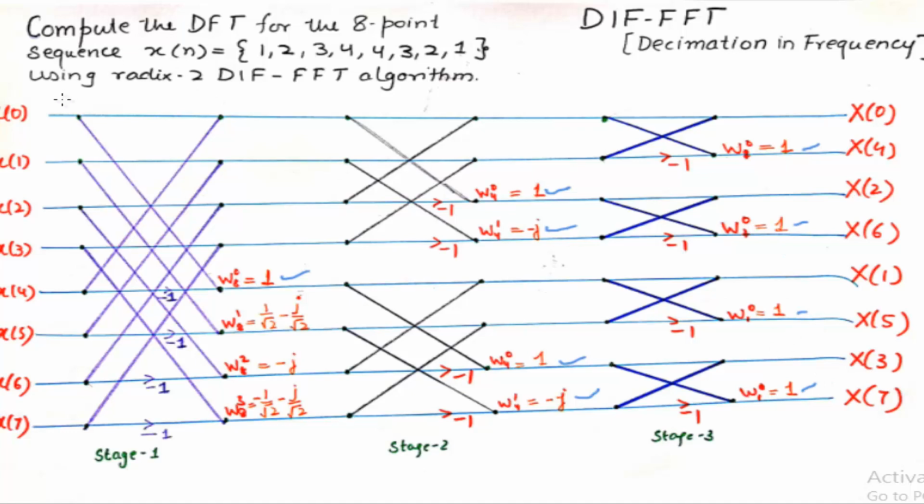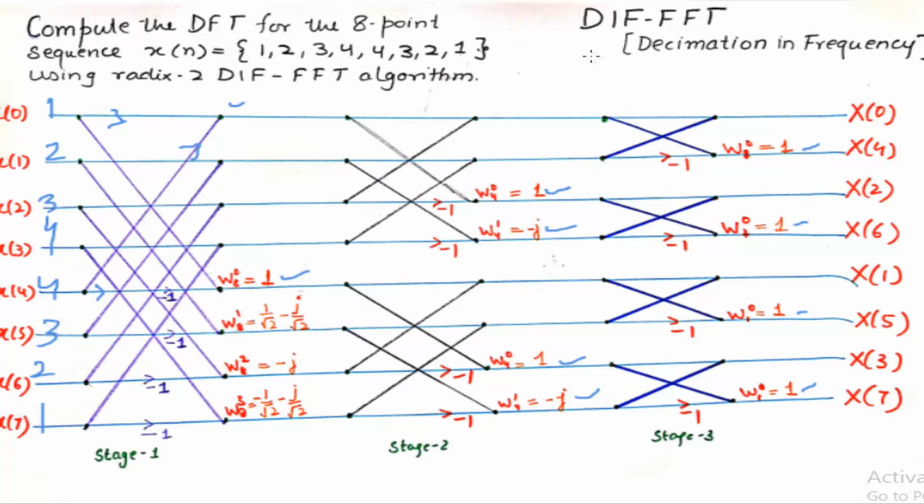Now write down the values of x0 to x7. So this is 1, 2, 3, 4 and 4 and 3 and 2 and 1. So just send these values. If they go straight, they'll reach as it is. If they go down, they'll reach as it is. If they come up, they'll reach as it is. But if they go straight via these 4 paths, they'll be multiplied with -1.